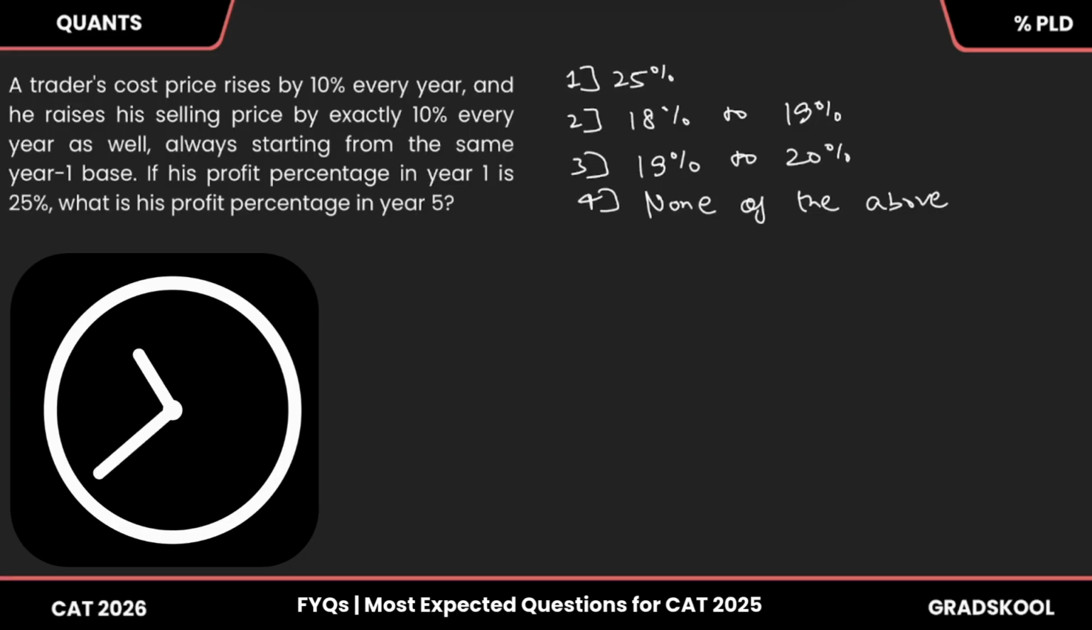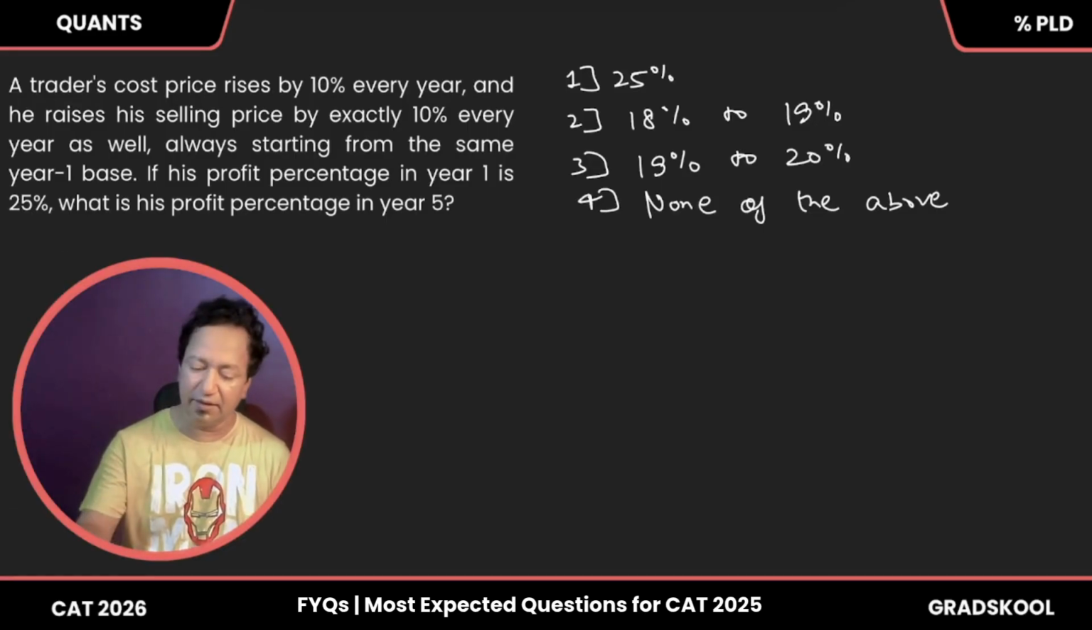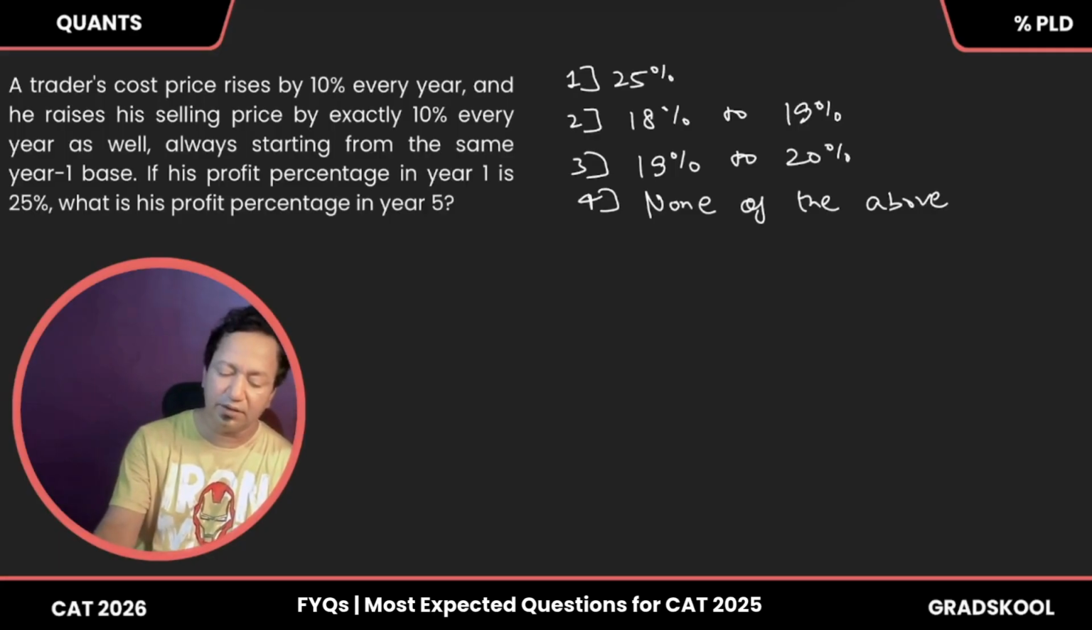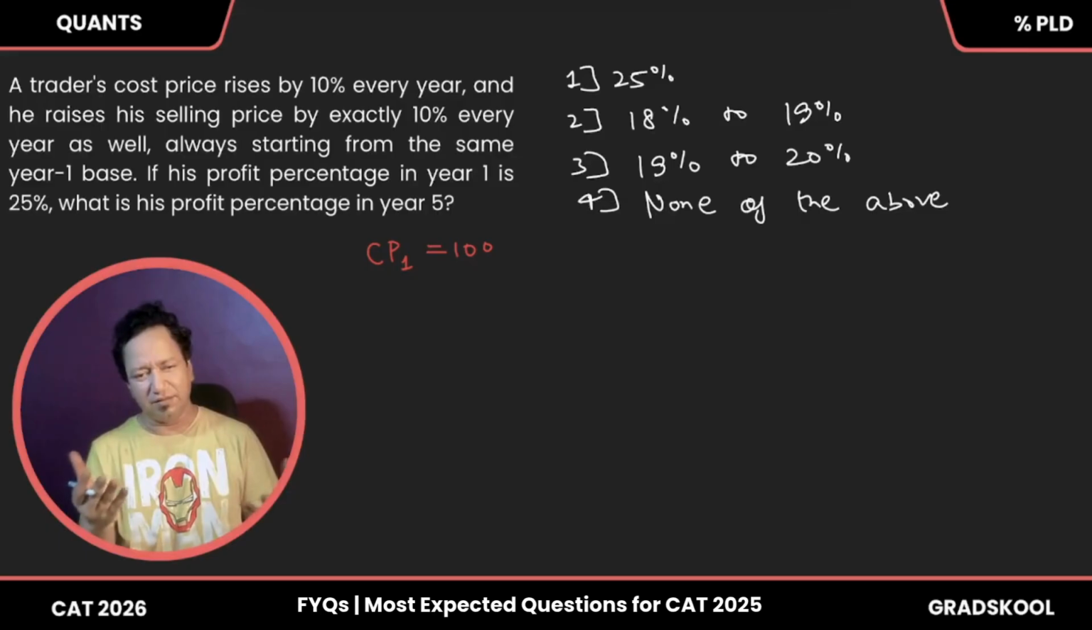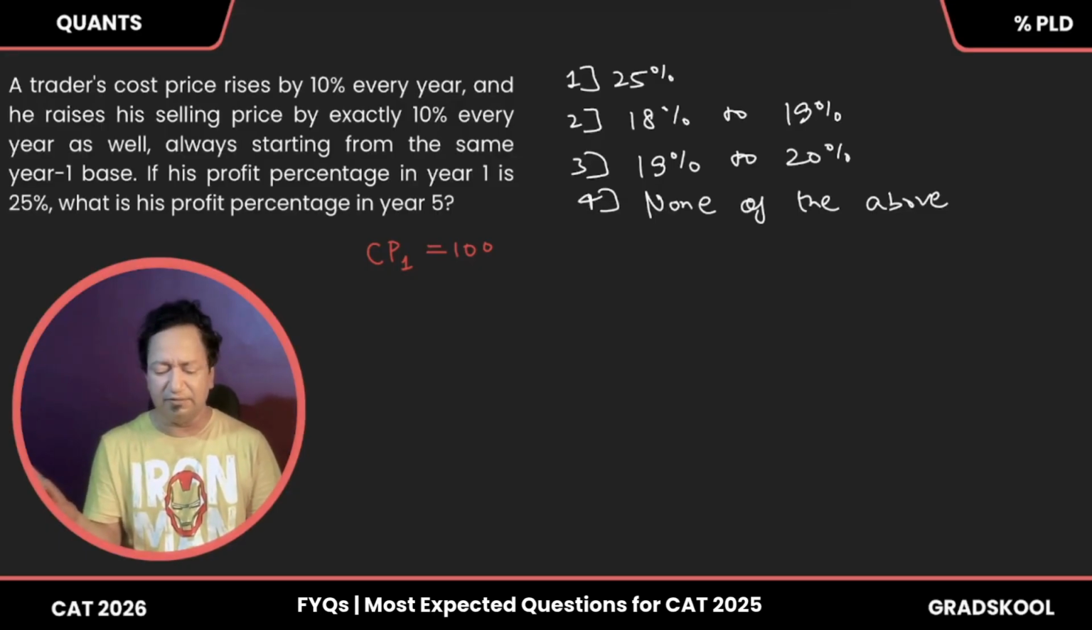Most of you must have marked 25%, and it is wrong. I'll tell you why. The cost price rises by 10% every year. So let's say the cost price in the first year, which I'm writing as CP1, is 100. I can assume any value, because all the relative values are given over here, absolute value is not given.